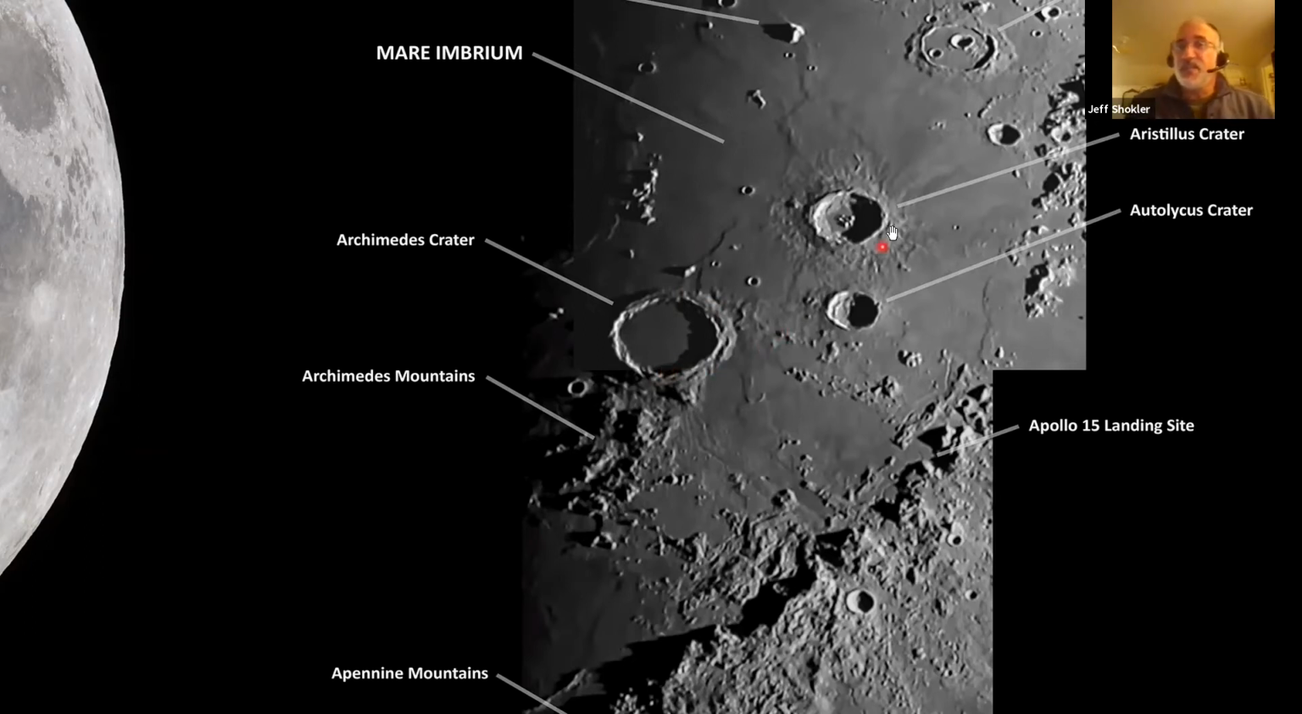Another interesting thing that you can see, since I just zoomed in, you'll notice this crater, Aristillus, it's pretty deep. It also has that shadow across the floor. And then there are these central peaks in the middle of it.